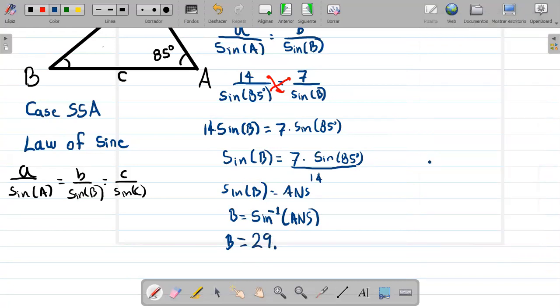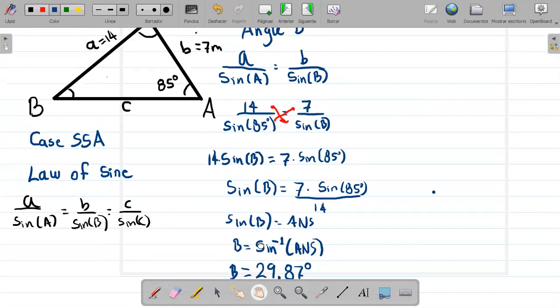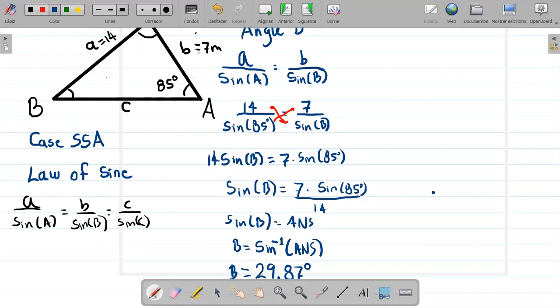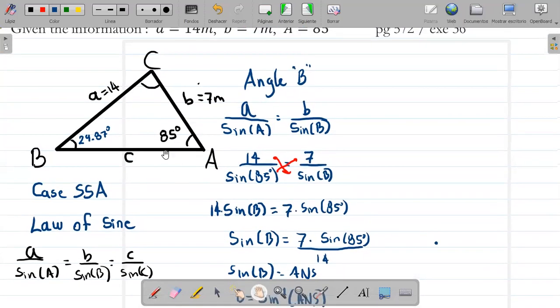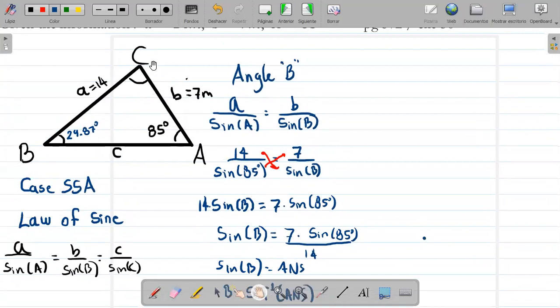Yes. Nice. And with that information, we conclude 29.87. We can conclude the other missing angle. Do you think that it's needed? I mean, it's missing the angle C, and it's missing the side C. Do we need that angle or not? If you know yes or no, if you know the reason, explain it, please. Someone?